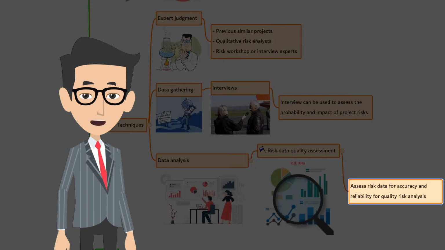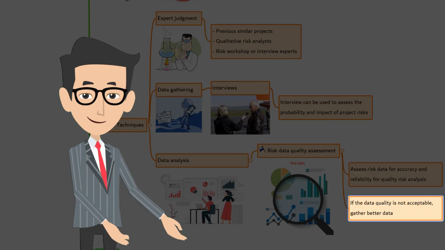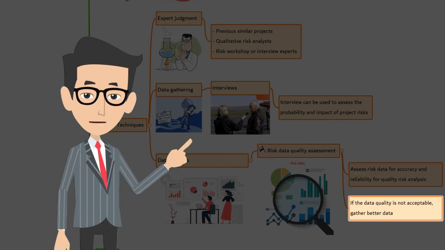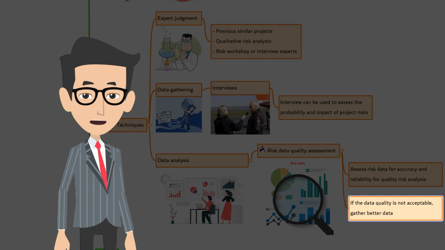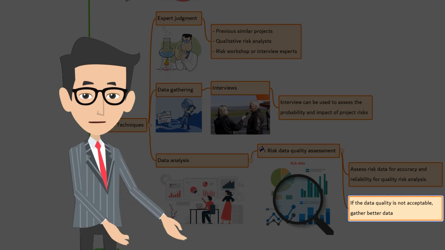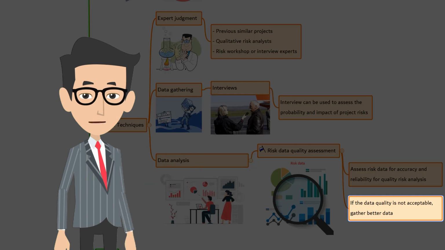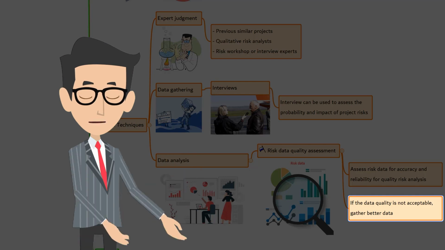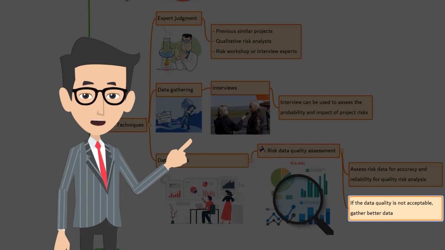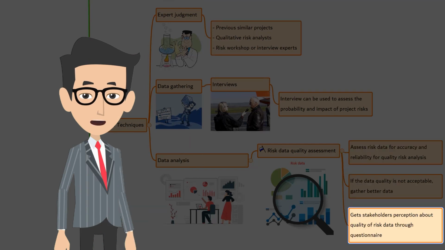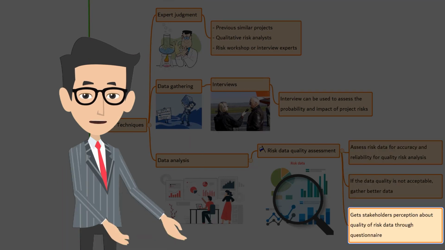As we already understood, a low quality data may not be so helpful to do qualitative risk analysis. If data quality is unacceptable, you need to gather better data. The quality of risk data may be assessed using questionnaire. The project stakeholders share their perception of various characteristics of data such as completeness, objectivity, relevancy, and timeliness. Overall quality score of data is given through weighted average.